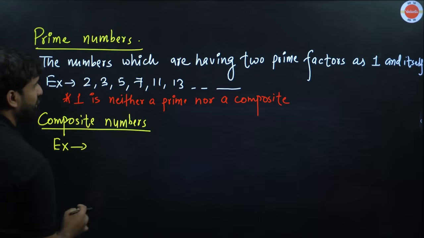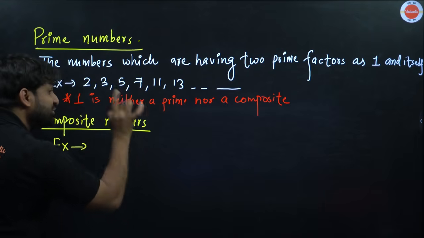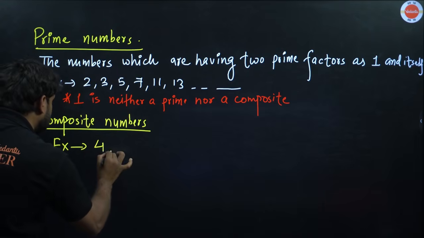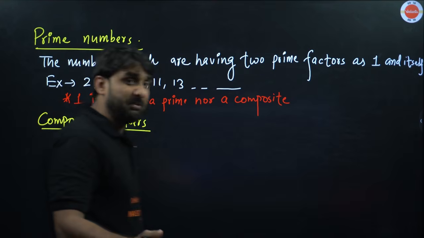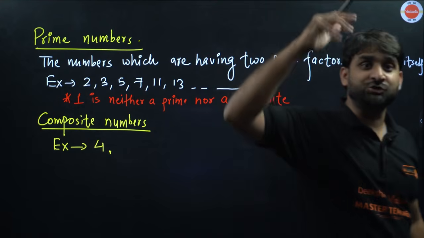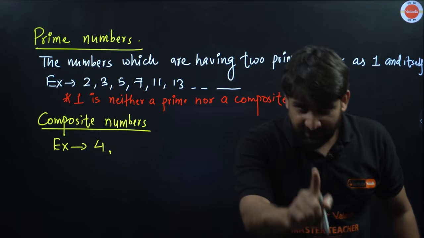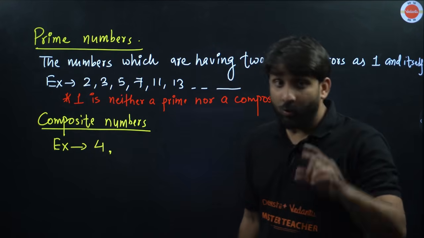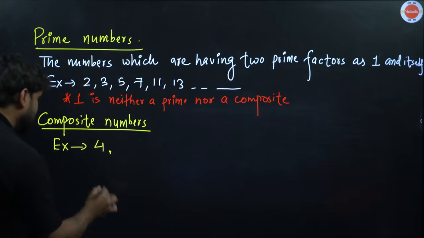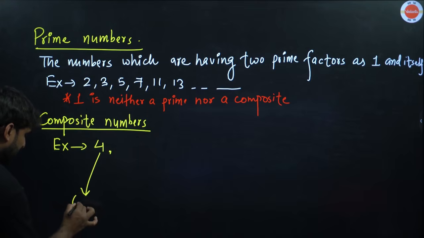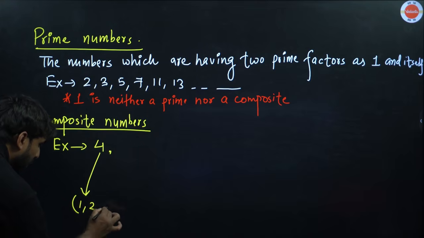If we talk about an example, the first composite number is 4. Please keep it in mind, the question may appear in your exam: what is the first composite number? The first composite number is 4. Why am I writing 4 here? Because 4 can be divided by 1, 2 and 4 itself.